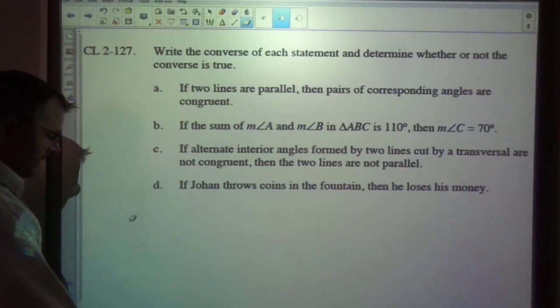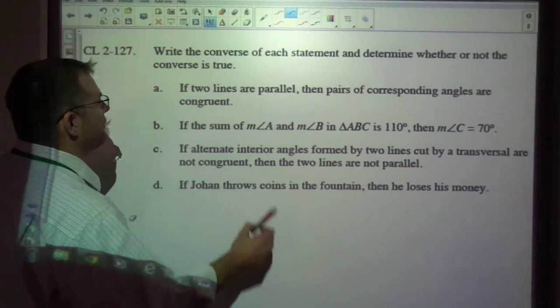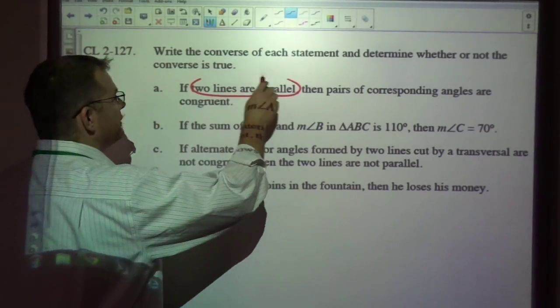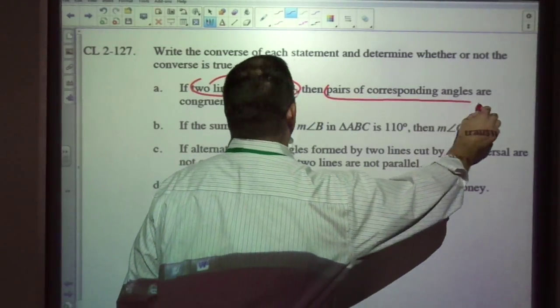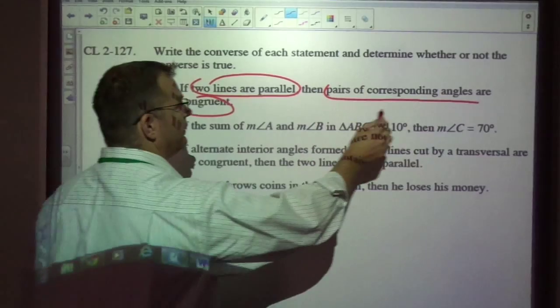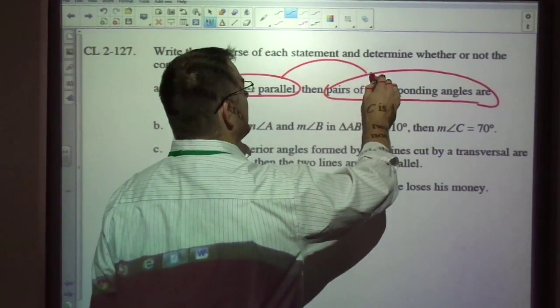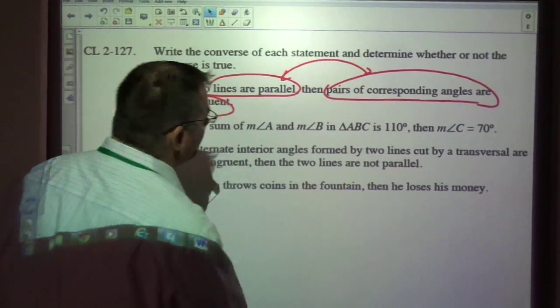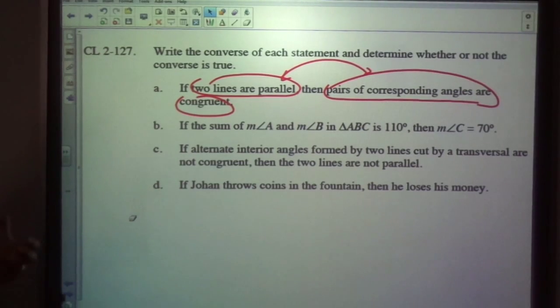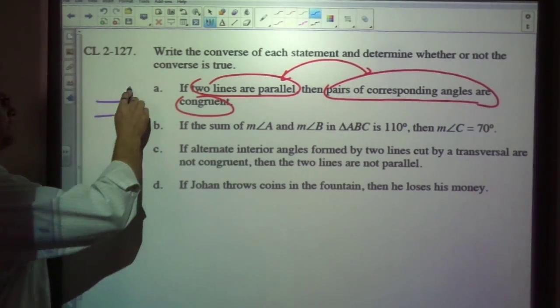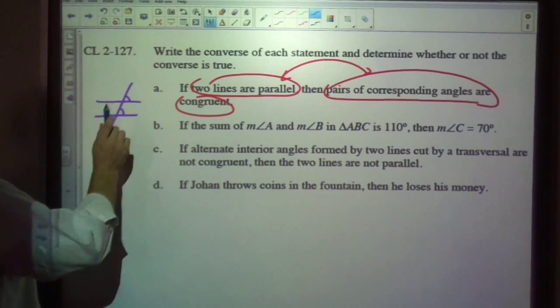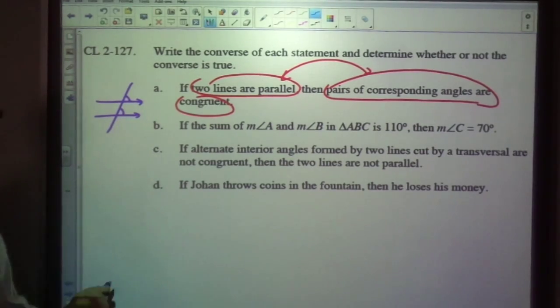So the converse would be, we keep the if and the then in the same spot, but we take this part, pairs of corresponding angles are congruent, all this second part, and these get switched. So the converse should say, if pairs of corresponding angles are congruent, then two lines are parallel. And that is true, because we know that if the correspondings are equal, that means that these are parallel.